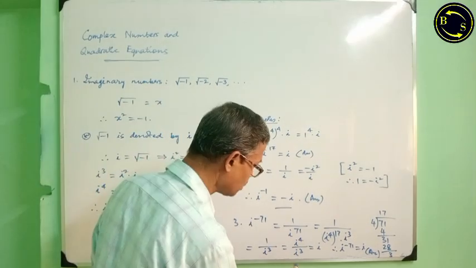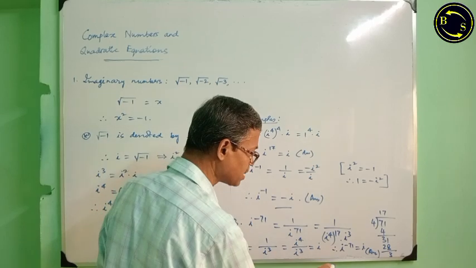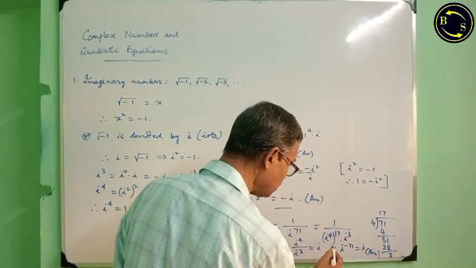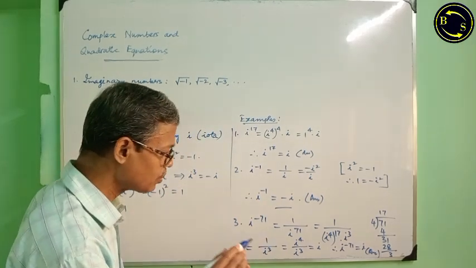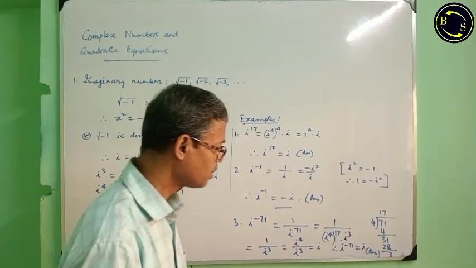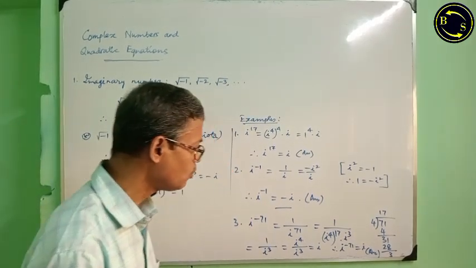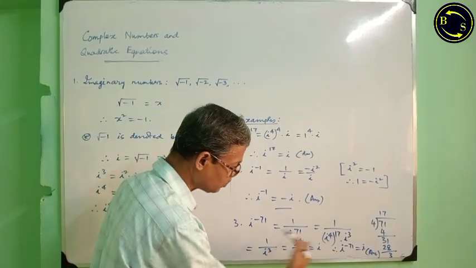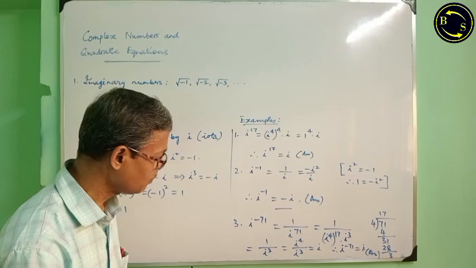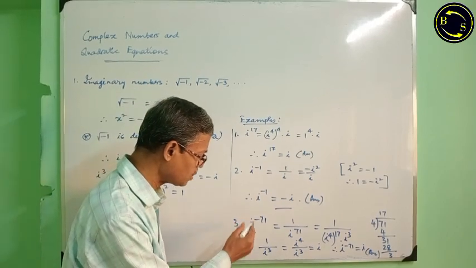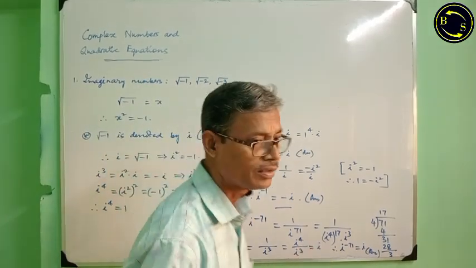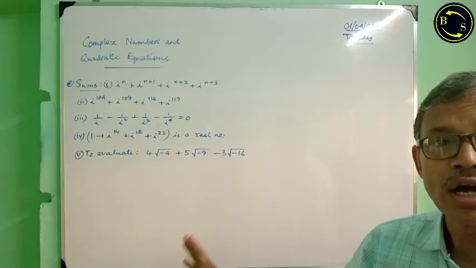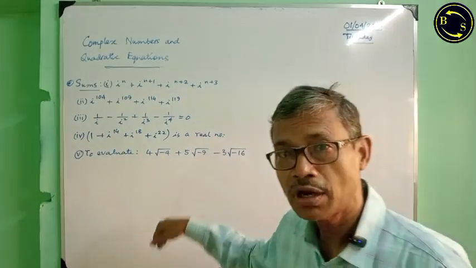You follow, learner? 71 has been expressed as a multiple of 4 plus 3. That means 71 is equal to 4 into 17 plus 3. Using that we have calculated and got the value i to the power minus 71 is equal to i. I am going to work out few sums related to iota. I have written down on the board.